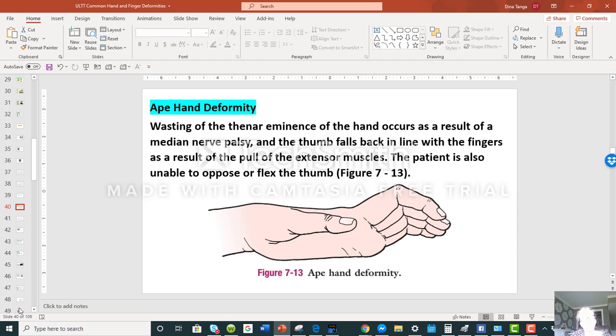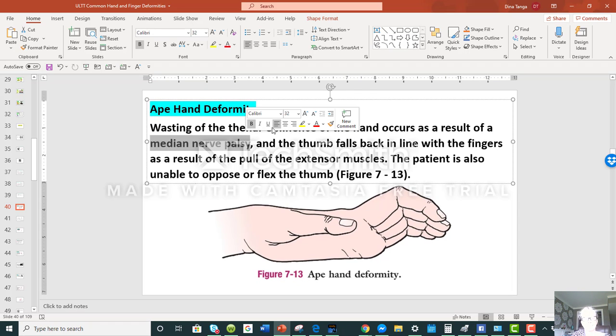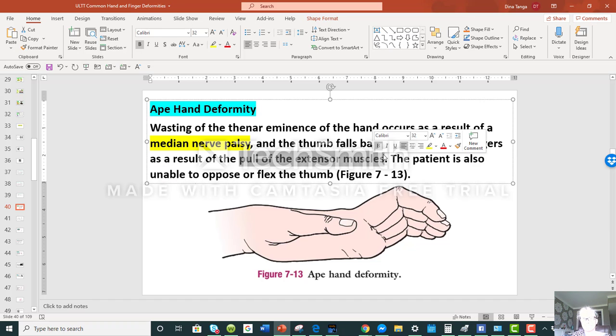Ape hand deformity. Wasting of the thenar eminence of the hand occurs as a result of median nerve palsy. And the thumb falls back in line with the fingers as a result of pull of the extensor muscles. The patient is also unable to oppose or flex the thumb.